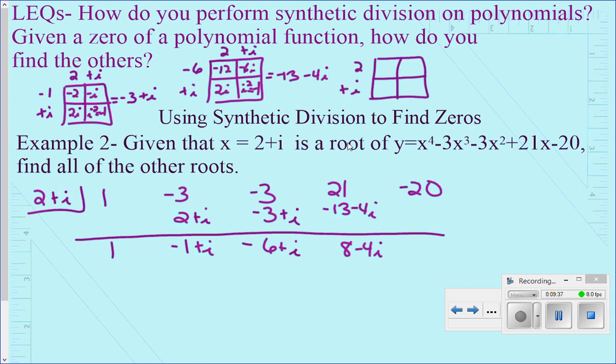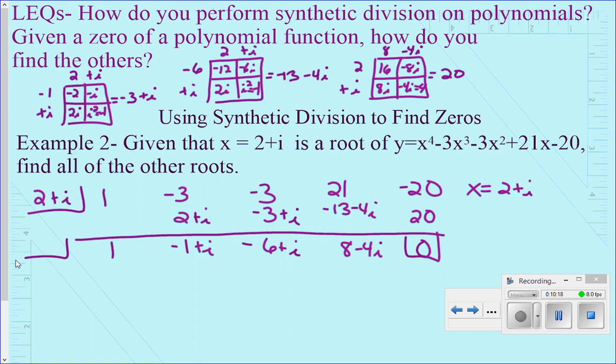So 2 plus i times 8 minus 4i. So 8 times 2 is 16. Negative 4i times 2 is negative 8i. 8 times i is 8i. And negative 4i times i is negative 4i squared, which equals positive 4. So 16 plus 4 is 20, and the 8i and the negative 8i cancel out. So we indeed did get 20, which confirms that 2 plus i is a solution, because we got that zero remainder, but it also tells us that everything we did before that was correct, because we did end up with positive 20.